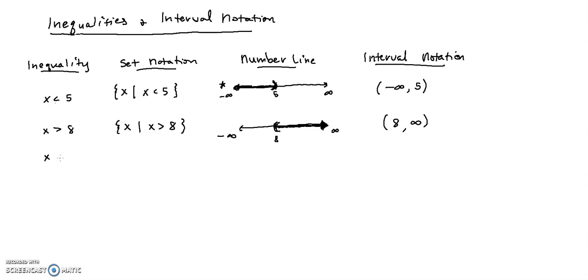Okay, let's try x less than or equal to 2. Okay, so this one's different, right? This one means all the numbers up to and including 2, because it's included. So in set builder notation, x such that x is less than or equal to 2. On the number line now, we're looking at 2. We want all the numbers that are less than.